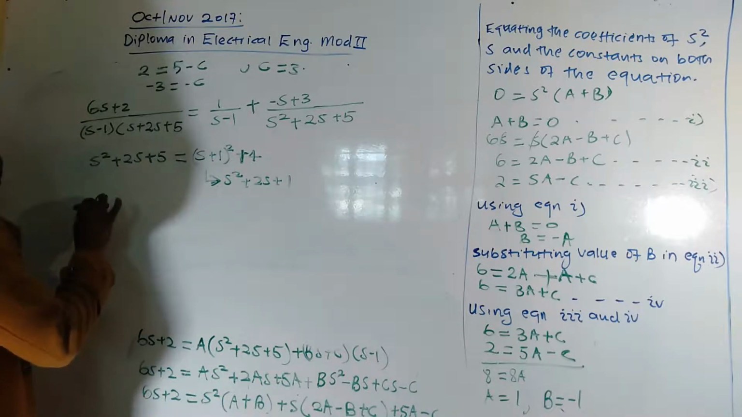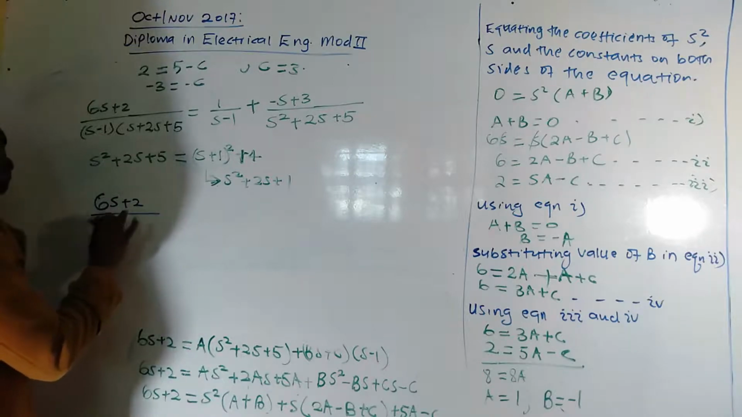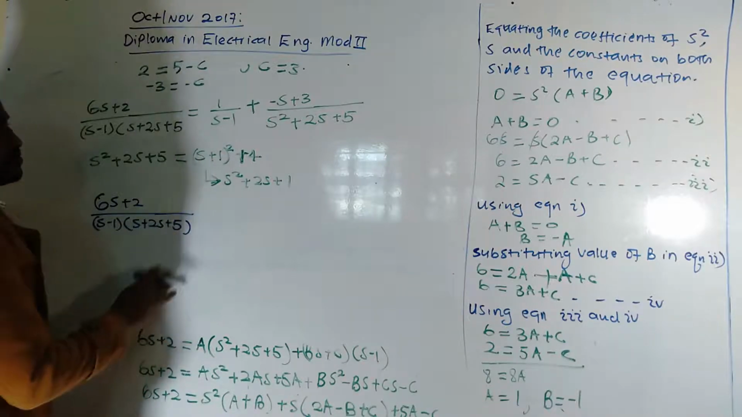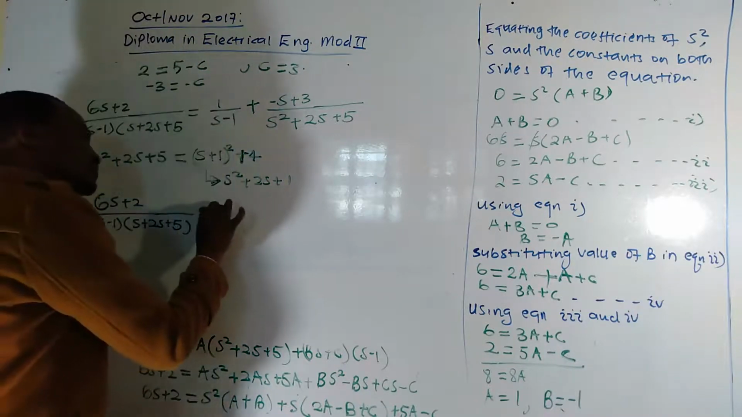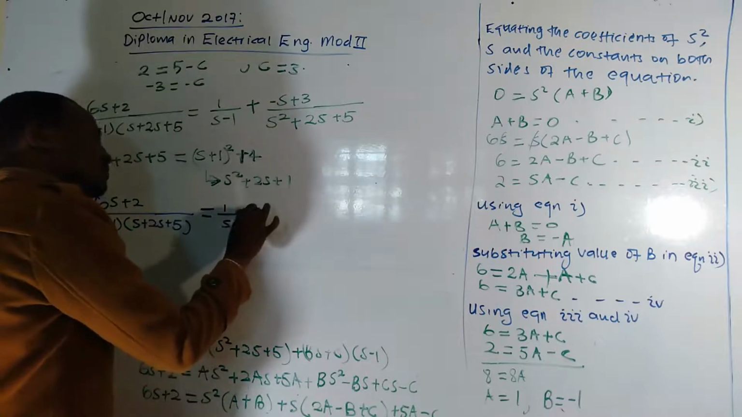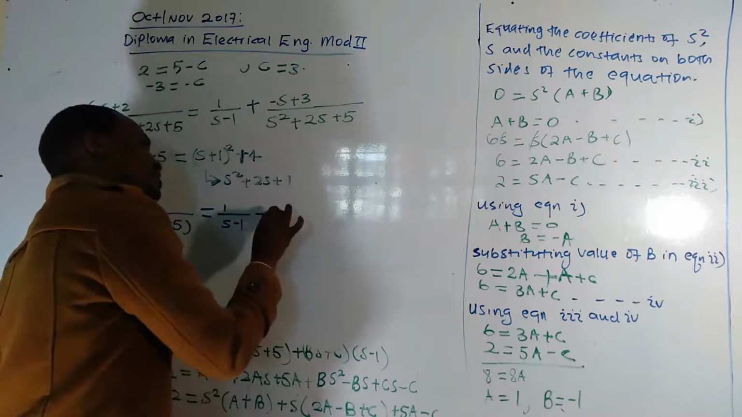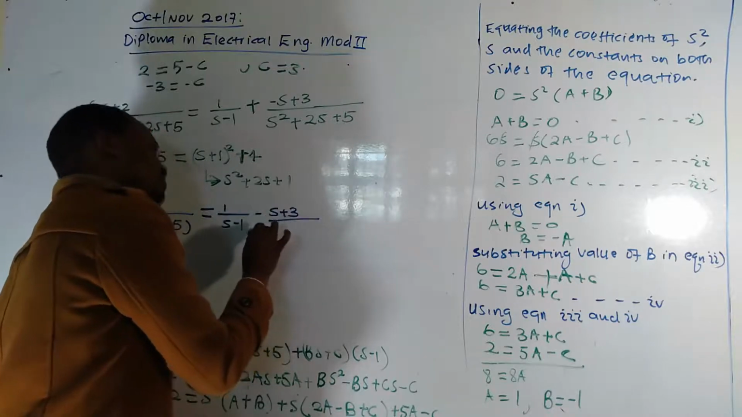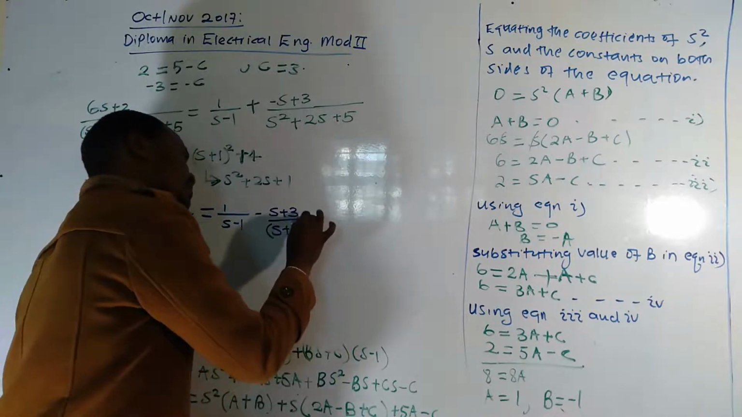And therefore we can go ahead and say 6s plus 2 over s minus 1 times s squared plus 2s plus 5 is equal to, see, this is 1 over s minus 1. Here you have a negative because it's positive and negative, minus s plus 3 over s plus 1 squared plus 4.